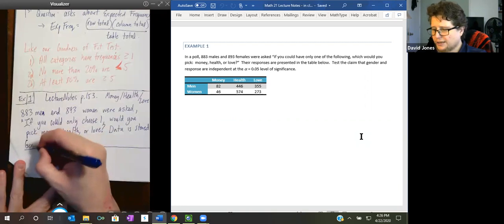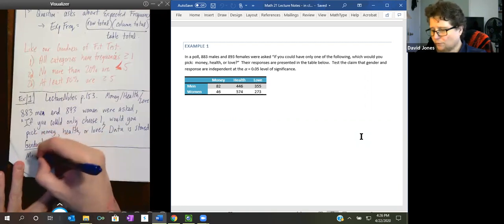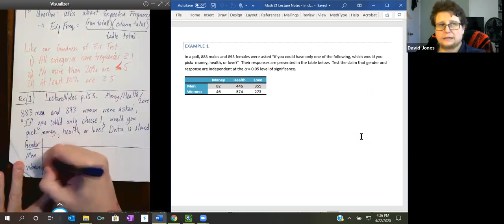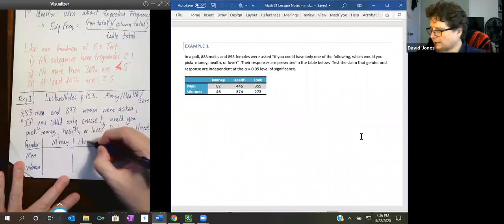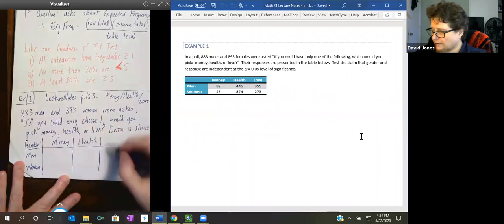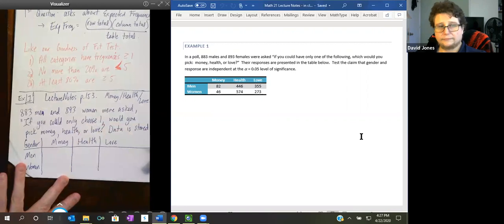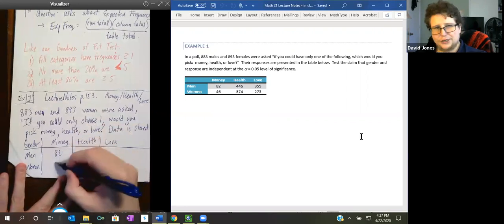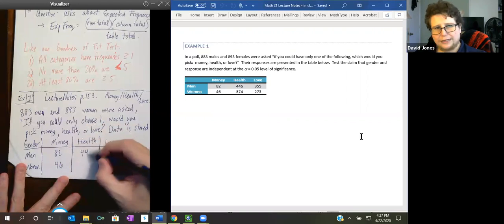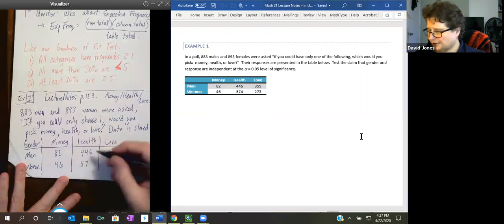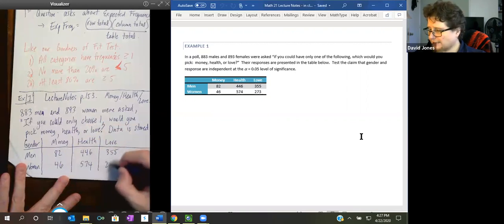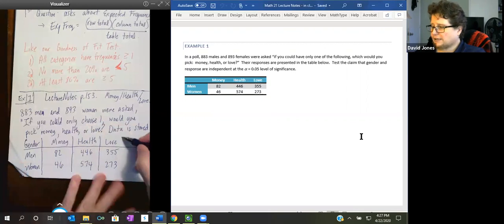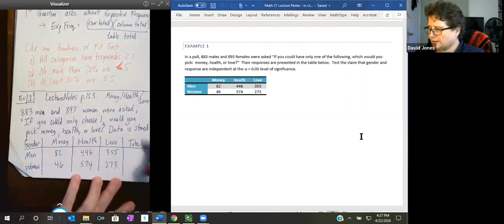We've got gender in the first category, and we've got men and women. The first category is money, health, love. We've got 82 and 446, 574, 355, and 273. The total for the columns, there was 883 men, 893 women.